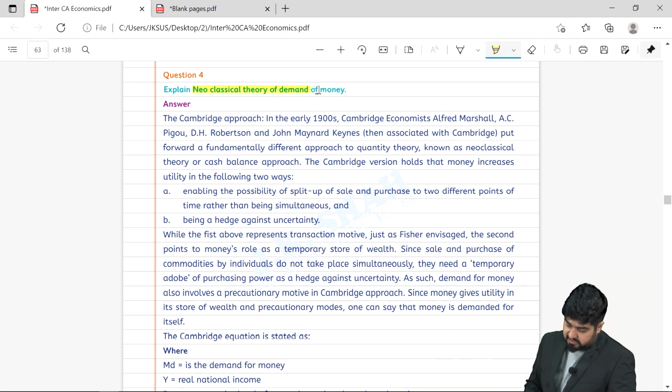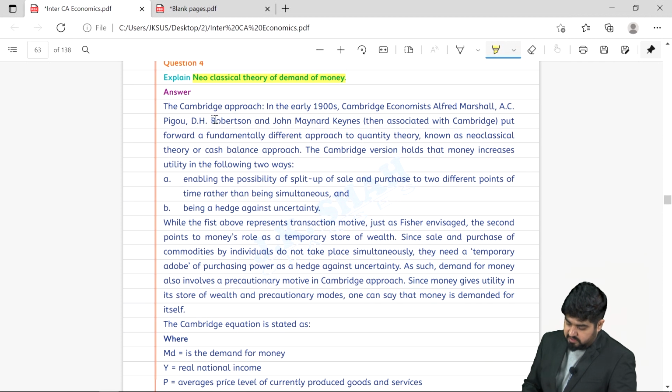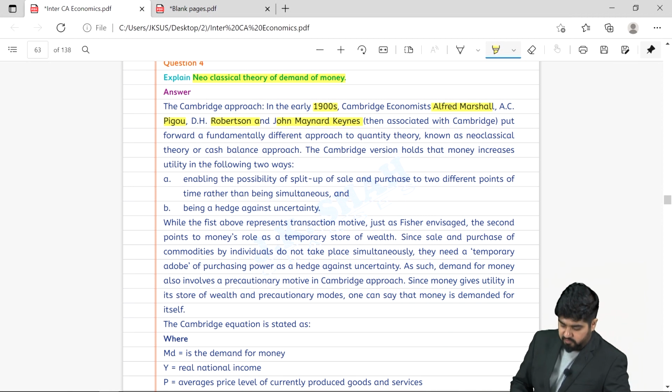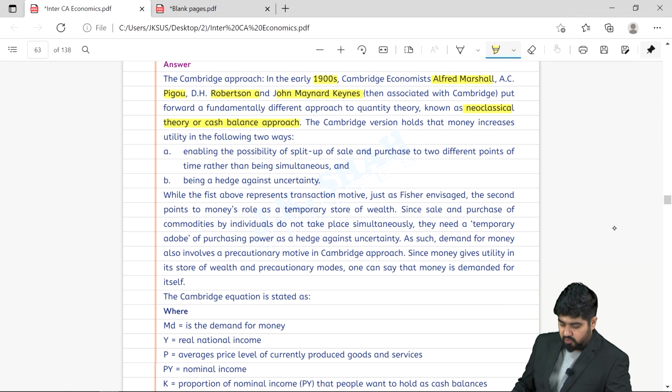Explain neoclassical theory of demand for money. This theory was developed in early 1900s. Cambridge economists, that is Alfred Marshall, Pigou, Robertson, and Keynes, then associated with Cambridge, put forward a fundamentally different approach to quantity theory, also known as Neoclassical Theory or cash balance approach. The Cambridge version holds that money increases utility, that is holding power, in two ways. First one is enabling the possibility of split up of sale and purchase, and another one is hedge against uncertainty.